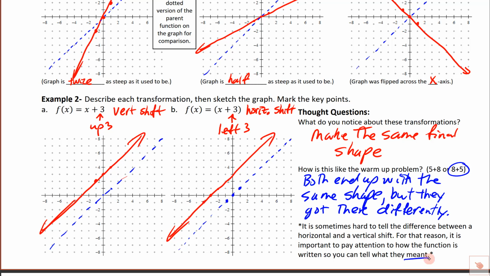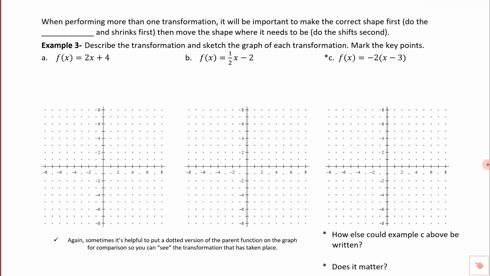Okay, let's take a look at the other side. All right, on this side, we're going to be performing more than one transformation at the same time. So it's going to be important that we make the correct shape first. In other words, do any stretches or shrinks or flips for that matter, and then take it and move it where it needs to be. So we're going to do the shift second. So let's take a look at this.